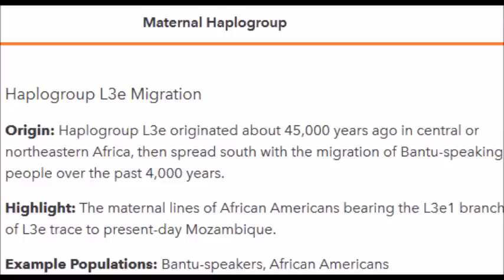And it says here, it's plain as day, haplogroup L3E originated about 45,000 years ago in central northeastern Africa, then spread south with the migration of Bantu-speaking people over the past 4,000 years. Now, why don't they say that for the male side? Just that little piece right there. Why don't they say that? I guess they just don't want to chance it, huh?